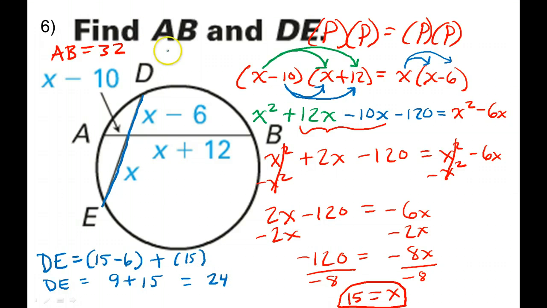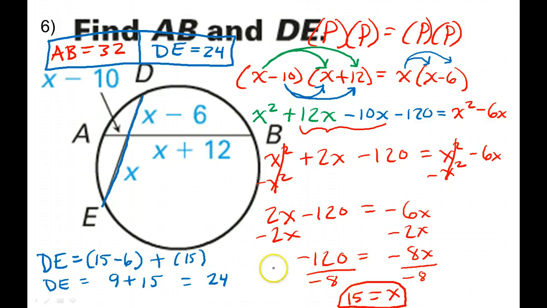So there we have it. DE is 24. So these are the actual answers to the question. So please make sure you follow through and give me those answers. Don't just say x equals 15. That's only going to be half credit. All right, let's move on.